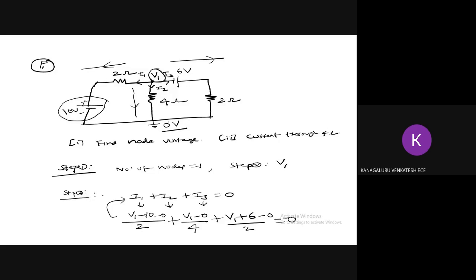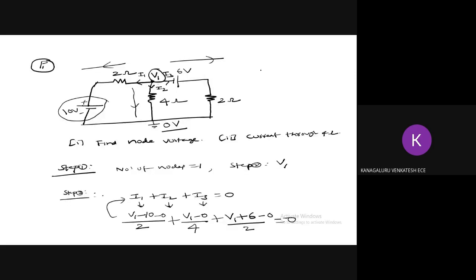Yeah, okay. So now we'll proceed. Now simplifying this equation, what do you get? What is the LCM? LCM is 4. So V1 minus 10 multiplied by 2, plus V1, plus V1 plus 6 multiplied by 2, that equal to 0.